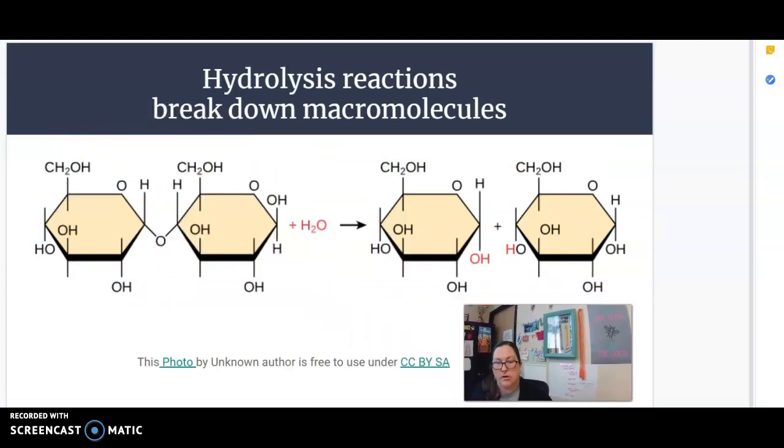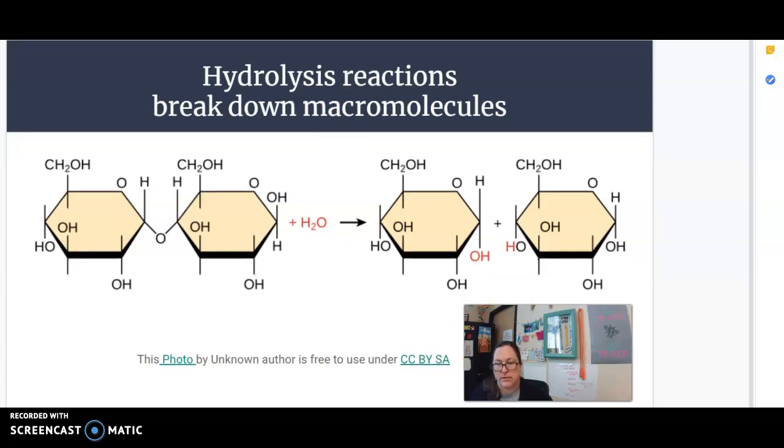Alright, we also need to digest these molecules when you eat your food. So the reaction that undoes dehydration is hydrolysis. If you break apart the word hydrolysis, we get hydro and lysis. Hydro means water, lysis means breaking. So hydrolysis reactions are adding back that water molecule to break the bond.